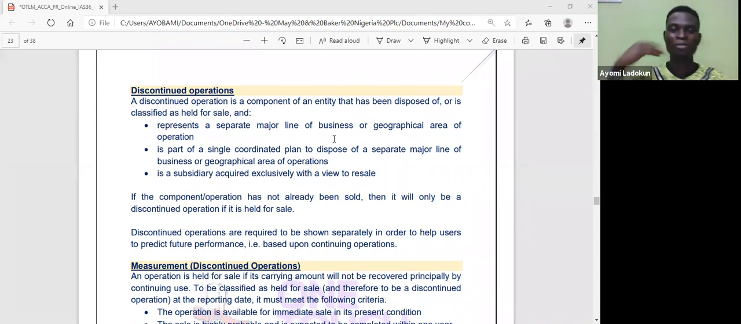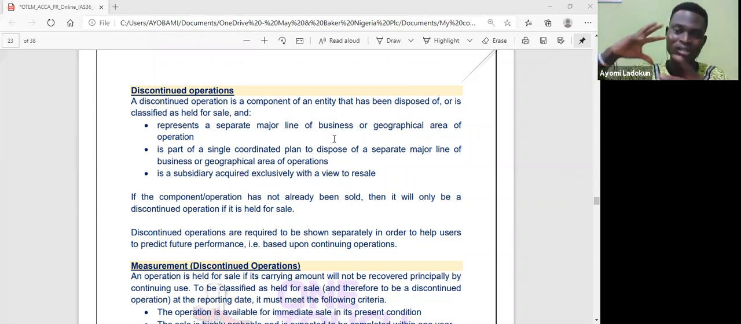Is that okay? So that is why a discontinued operation is defined as a component of an entity that has either been disposed of or is classified as held for sale. It represents a separate major line of business or geographical area of operations, right? For example, in your company, you have a separate line of business: estate management, transport business, and the other you're also doing consulting. So that's a separate major line of business.